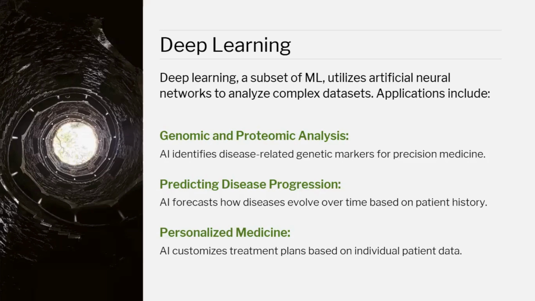The applications include genomic and proteomic analysis. AI identifies disease-related genetic markers for precision medicines, because genetic variations are very large. We have to study thousands and millions of genetic variations, and then we can come up with the right solutions. And we can predict disease progression. AI forecasts how disease evolves over time based on the patient history. It may be 100 years of history, 200 years of history.